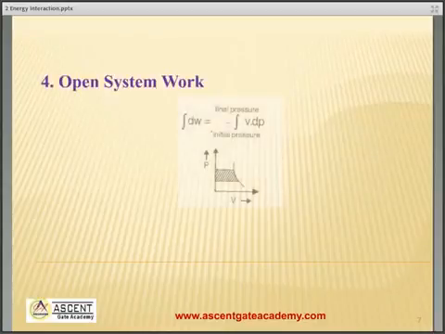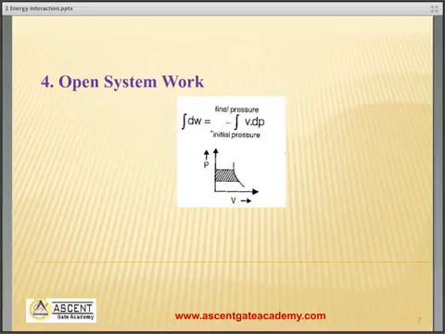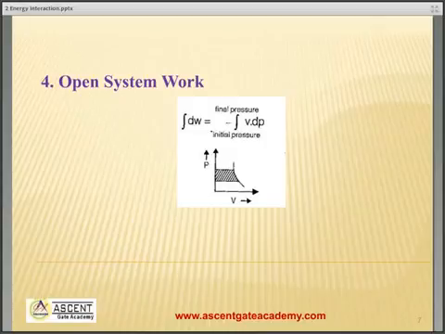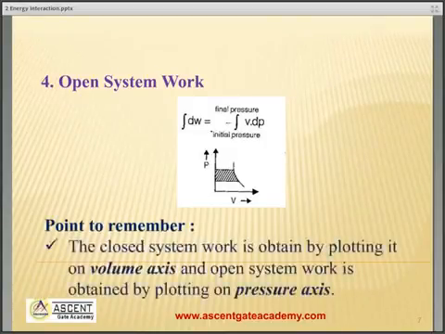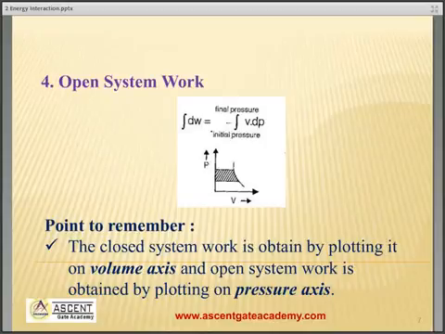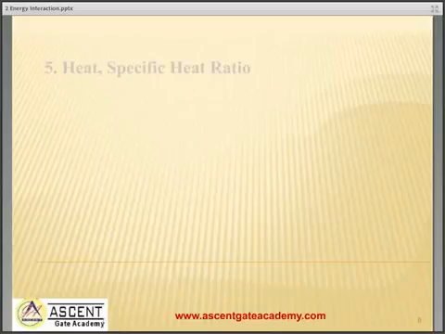For an open system, the work done is minus the integration of VdP. Minus integration of VdP means the area of the curve with the pressure axis, or y-axis. You can see in the figure. The closed system work is obtained by plotting on the volume axis, and open system work is obtained by plotting on the pressure axis. This is the difference.